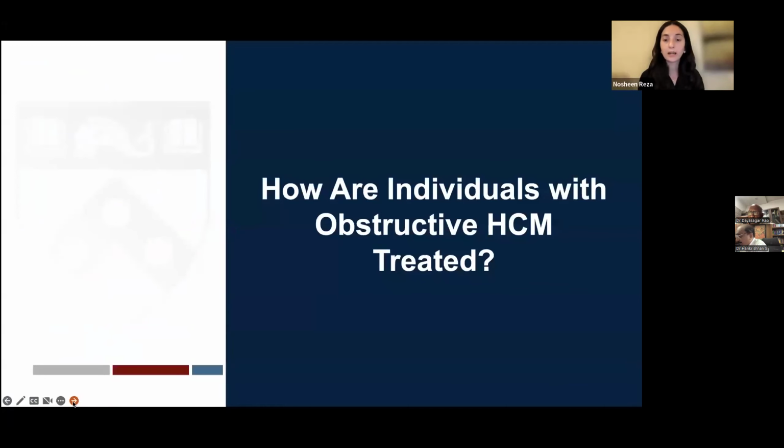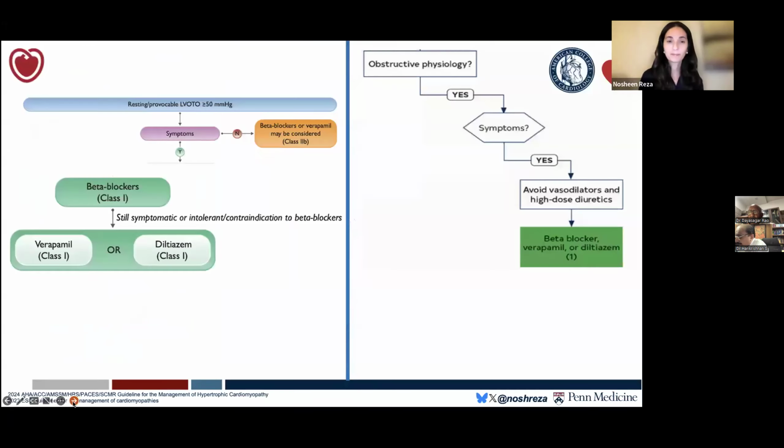So let's move on to how individuals with obstructive HCM are treated in 2025. Here I'm showing you the European Society of Cardiology guidelines next to the American ACC/AHA guidelines for the management of hypertrophic cardiomyopathy, and we'll be comparing and contrasting the treatment strategies listed in the guidelines here.